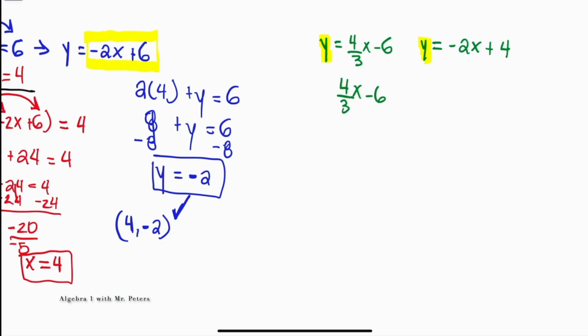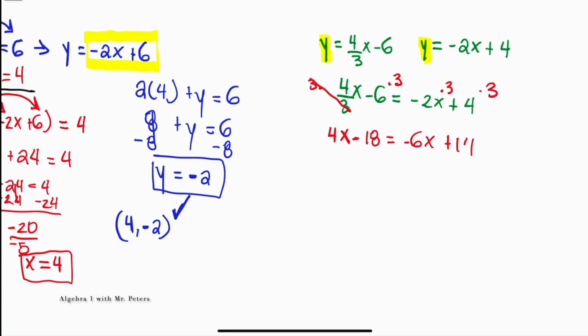3x minus 6 is equal to negative 2x plus 4. And the best way to solve this is just to get rid of the fraction. So we're going to multiply by 3, multiply by 3, multiply by 3. Basically multiply everything by 3. So the fraction is going to simplify to 4x. Negative 6 times 3 is negative 18. Negative 2 times 3 is negative 6x. And 4 times 3 is 12.